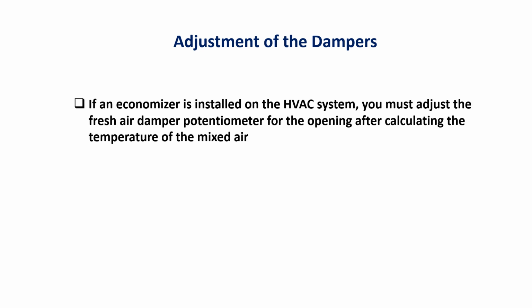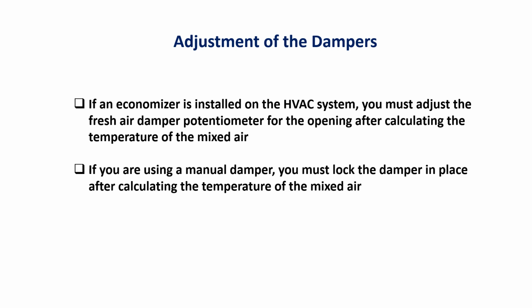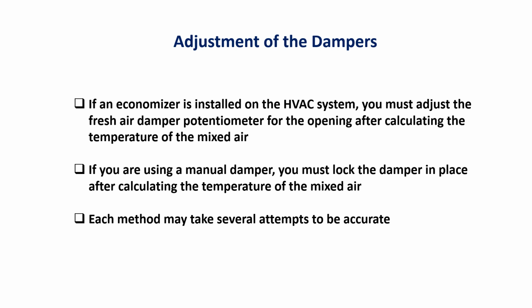You are now ready for an adjustment of the dampers. If an economizer is installed on the HVAC system, you must adjust the fresh air damper potentiometer for the opening after calculating the temperature of the mixed air. If you are using a manual damper, you must lock the damper in place after calculating the temperature of the mixed air. Each method may take several attempts to be accurate.